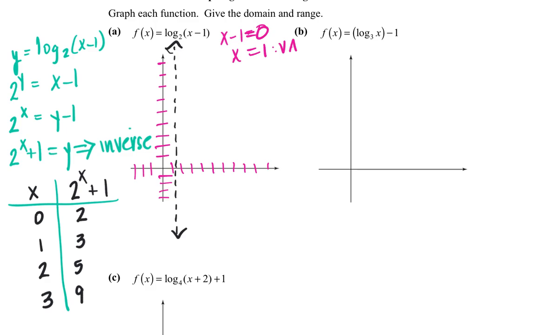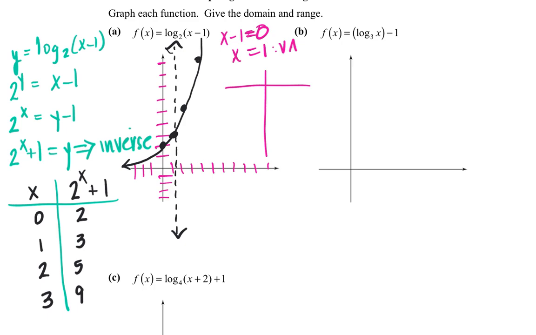So 0, 2; 1, 3; 2, 5; 3, 9. So this is the inverse. Now I know, since this is the inverse, I can just flip it and I can get the actual graph that I want to graph.